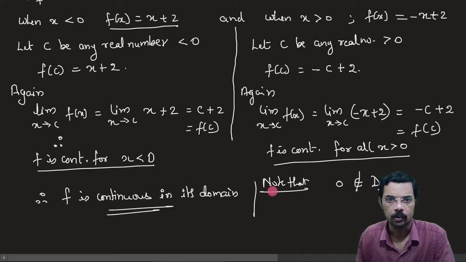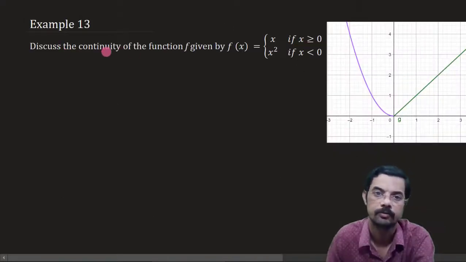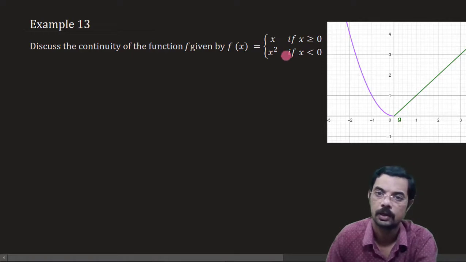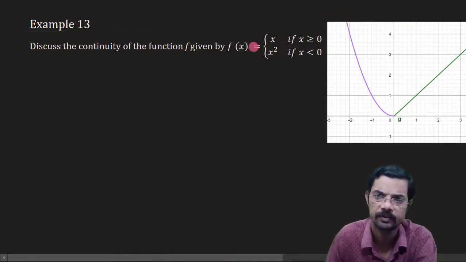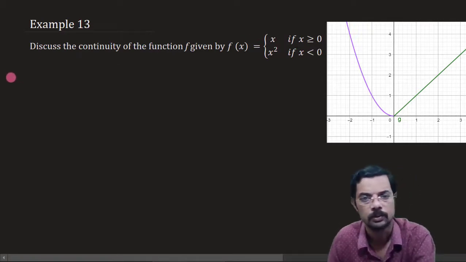Okay, now we shall move on to the next example. Here, look at the function. The function f of x is defined as x when x is greater than or equal to 0. That is the green line, the straight line given here. Same way, x square if x is less than 0 is given as the purple curve. Okay, now let us see. Here again the function breaks at x equal to 0. So we'll check for x equal to 0.